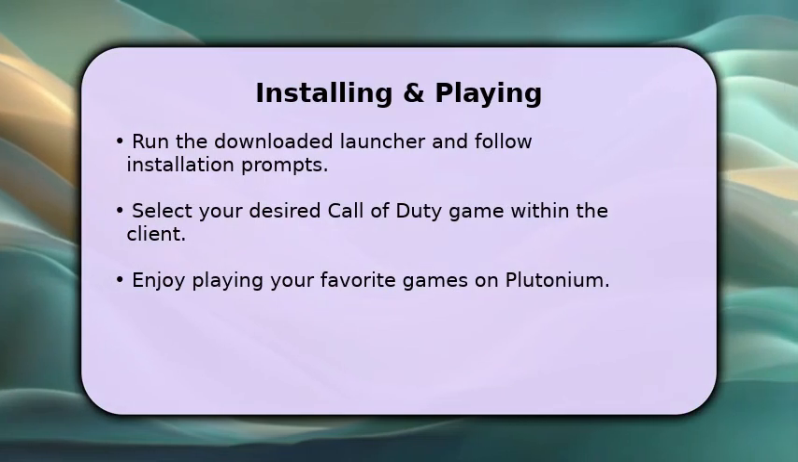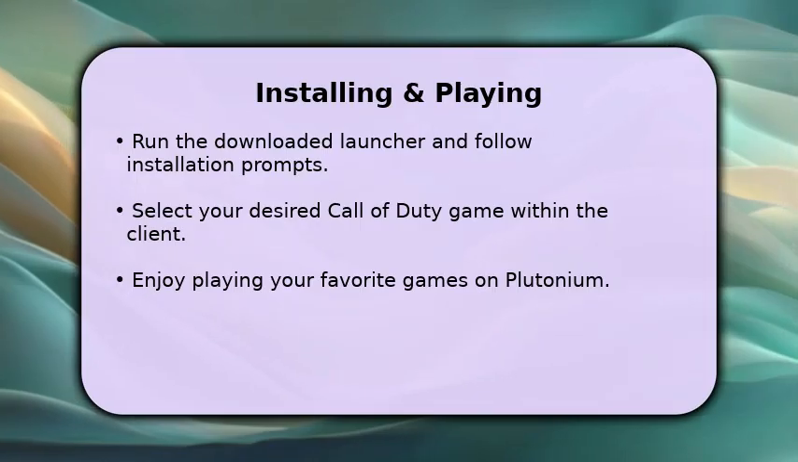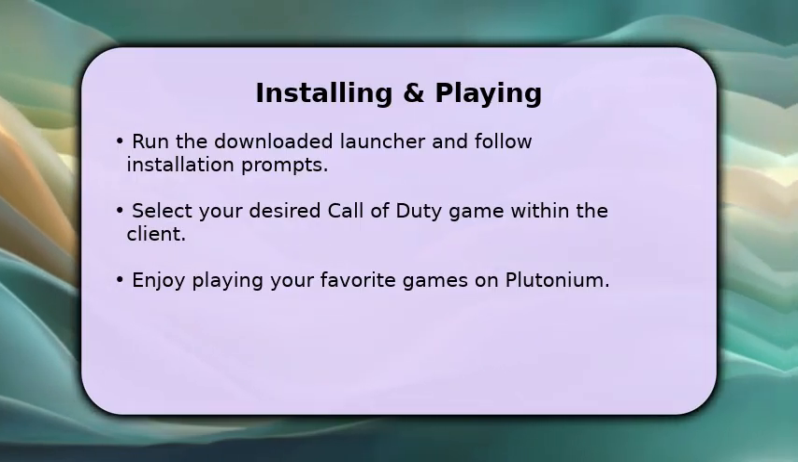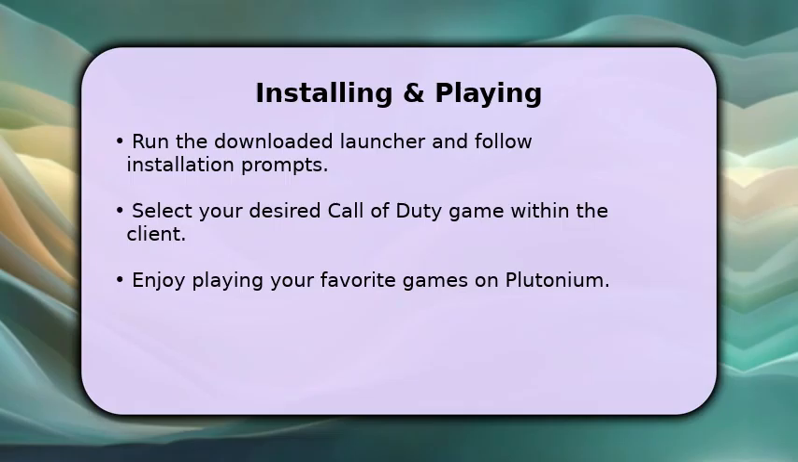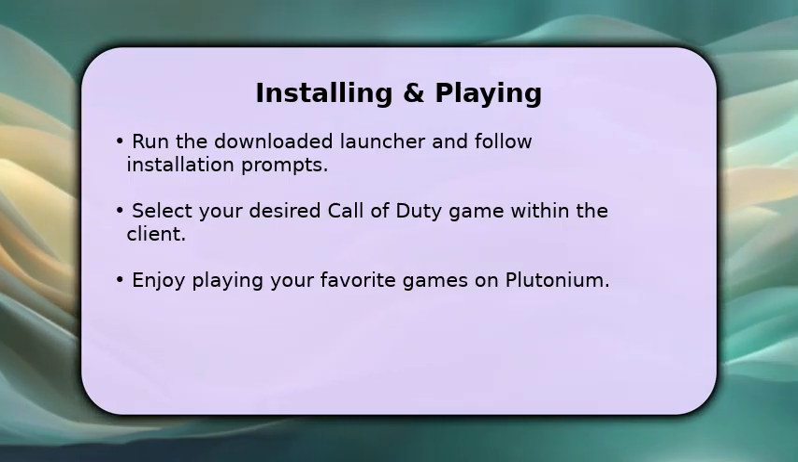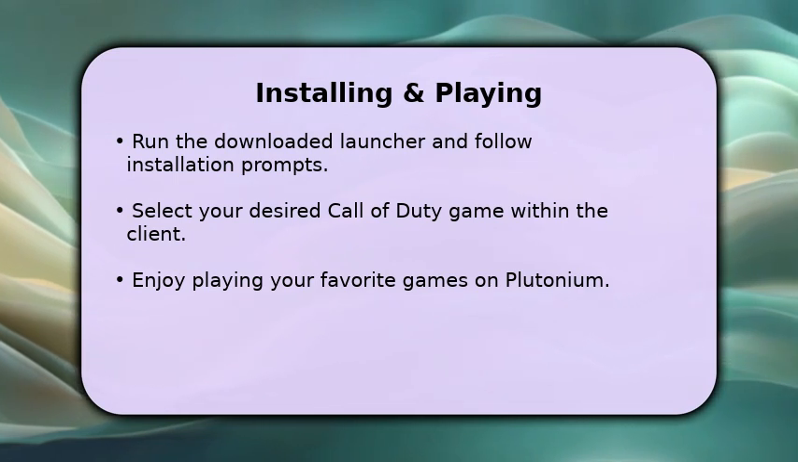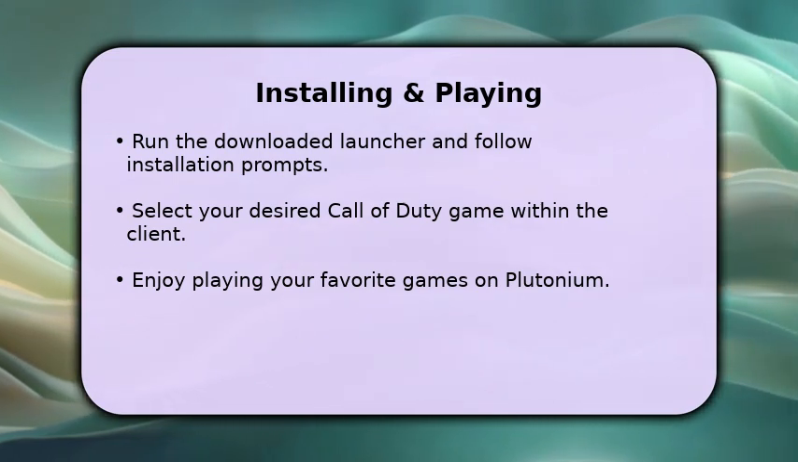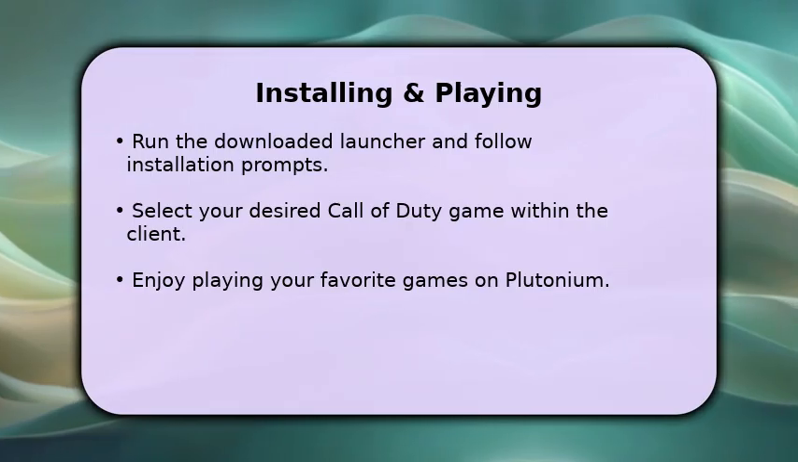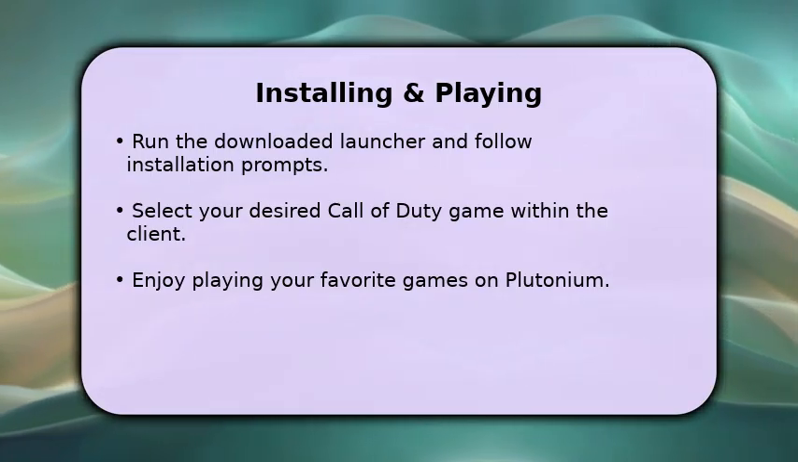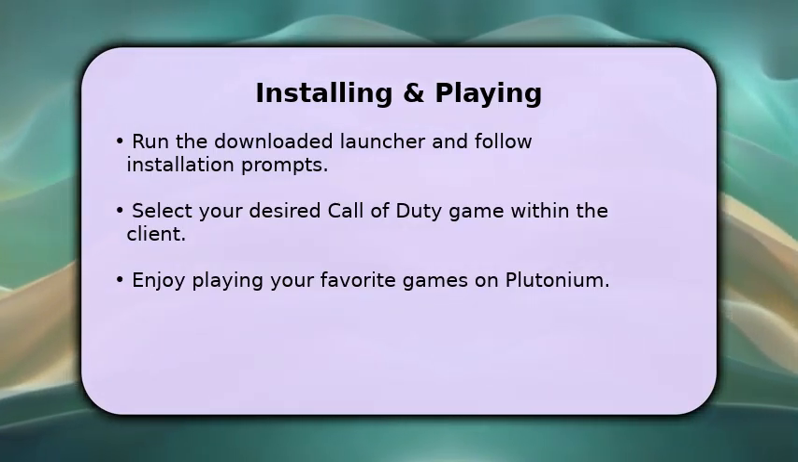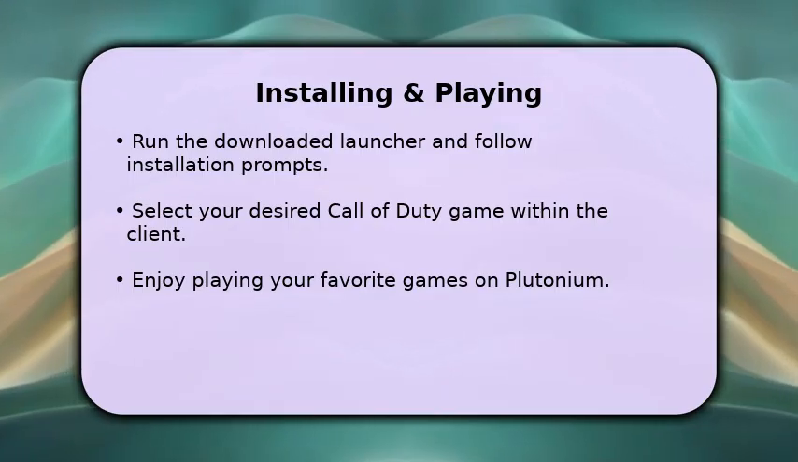Once the launcher is downloaded, run the executable file and follow the simple on-screen installation prompts. The process is quick, typically taking only a few minutes. After installation, open the Plutonium client and select the specific Call of Duty game you wish to play. With everything set up, you are now ready to dive into the action and enjoy your favorite games on the Plutonium platform.